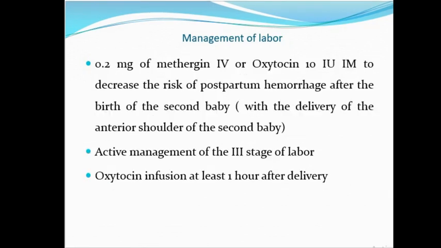Now, as we've seen, we can also give 0.2 milligram of methyl ergometrine or oxytocin to decrease the risk of postpartum hemorrhage after the birth of the second baby. Note here, it is after delivery of the second baby, preferably once the anterior shoulder of the second baby is born. You can give methergine or methyl ergometrine or oxytocin to reduce the risk of postpartum hemorrhage. And you must make sure that you actively manage the third stage of labor to prevent further complications. We can further give oxytocin infusion for at least 1 hour post delivery.